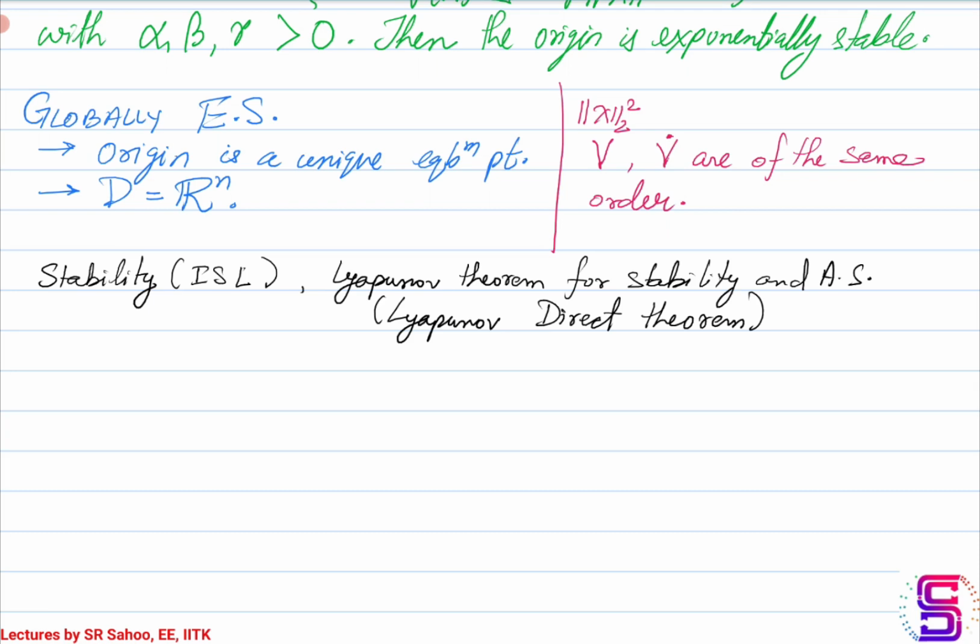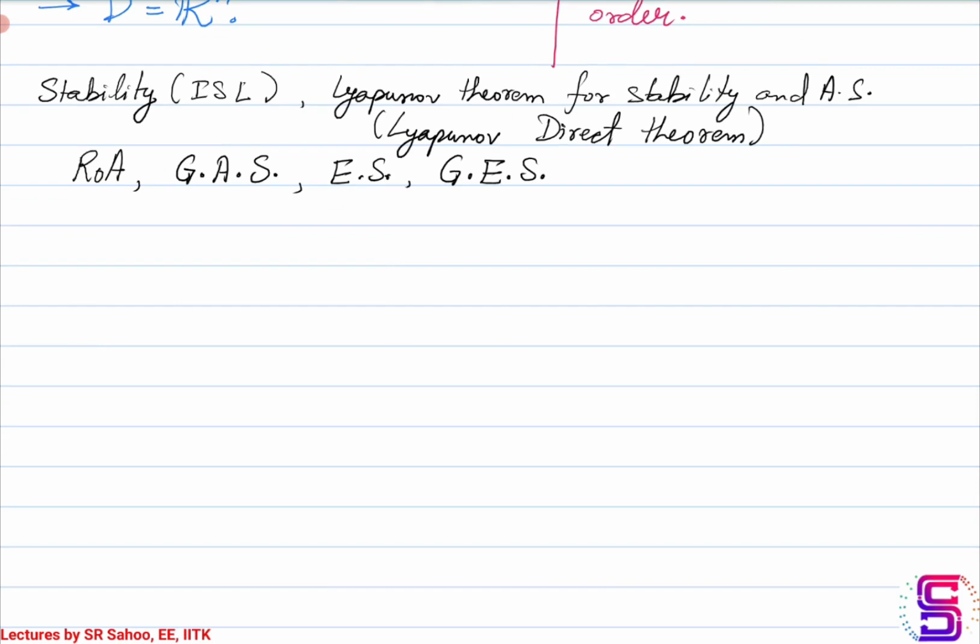Then we saw the region of attraction, an estimate of the region of attraction that we can get. Then we saw the modification that we need to do so as to establish global asymptotic stability. Then we saw the idea of exponential stability and global exponential stability. We saw how GAS, ES, and GES can be established using some variation in the Lyapunov direct theorem, or the Lyapunov direct method.